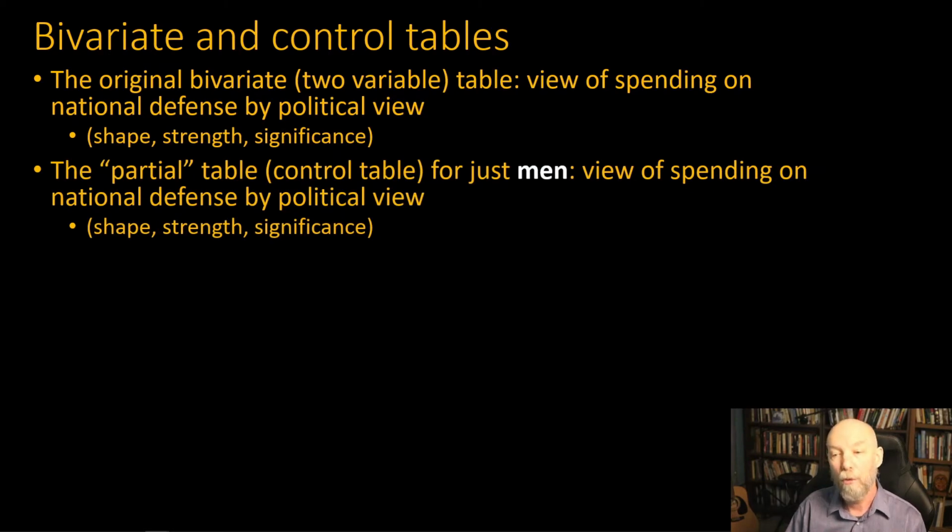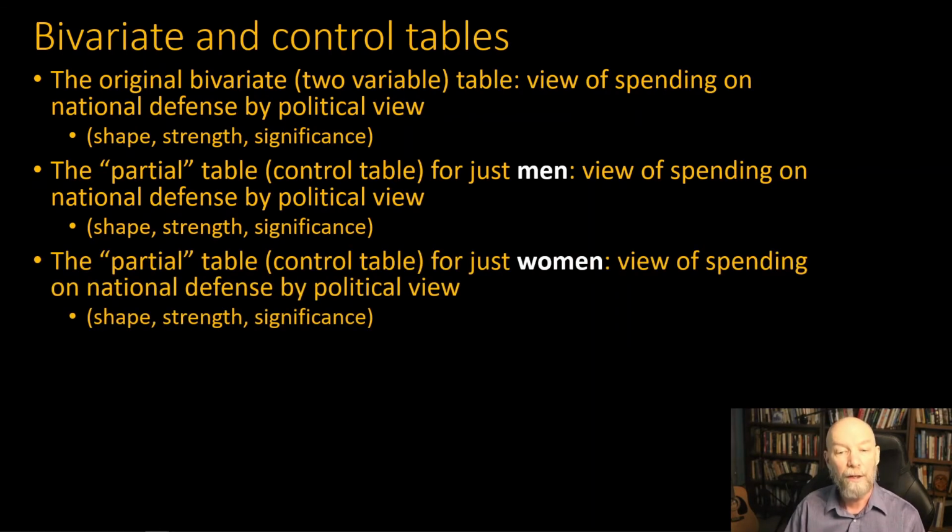Now, what we're going to do is look at the results just for men, a partial table, as they're called, and it's going to have the same two variables. The dependent variable will be view of spending on national defense, and the independent variable will be political view. And we're going to look at the shape, strength, and significance of that seemingly bivariate table just for men. Then we're going to do the same thing for women. We're going to have a partial table that's just for women, and we're going to look at the shape, strength, and significance there, which sounds like we're just running bivariate analysis.